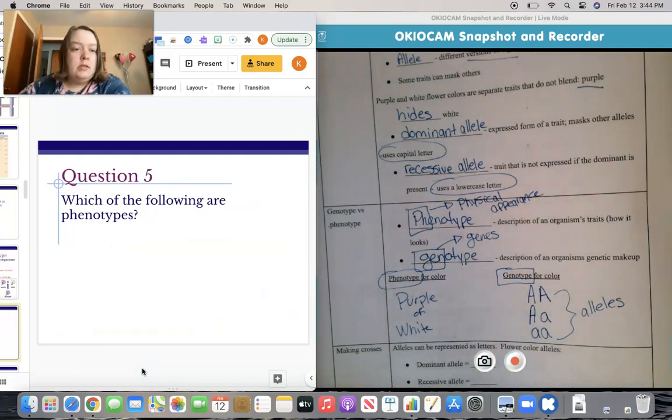Question 5. Select all that apply from the list. Which of the following are phenotypes?